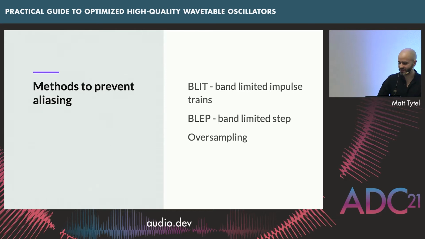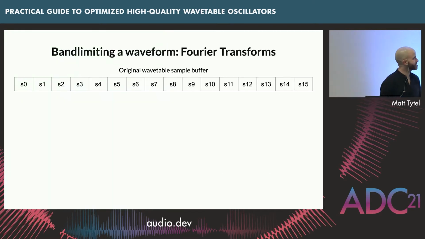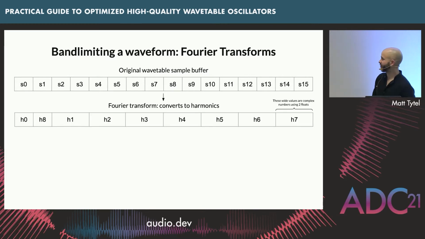I'll show you we have a better solution, which is band limiting the waveform with Fourier transforms. I'm not going to go into the theory of Fourier transforms, but I will go into how we can use them to band limit. All right, so this is just a very quick how-to with Fourier transforms, but it should be pretty simple, even though the theory might be more complex. So this is our 16 samples from our wavetable. It's just in an array. And the Fourier transform converts it to a list of harmonics we see here.